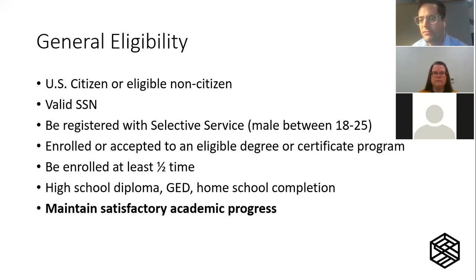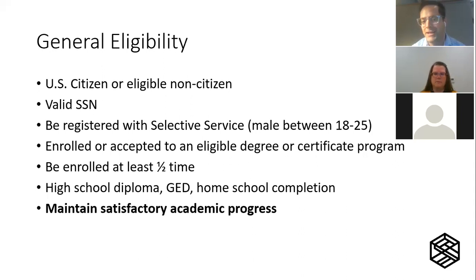How do you qualify for federal financial aid, which is what you're applying for when you fill out the FAFSA? Well, you have to be a US citizen or an eligible non-citizen. You have to have a social security number, and you have to be registered with the Selective Service if you're a male. And if you are a male and you're not registered for the Selective Service at this time, you can actually do that through the FAFSA when it asks this question.